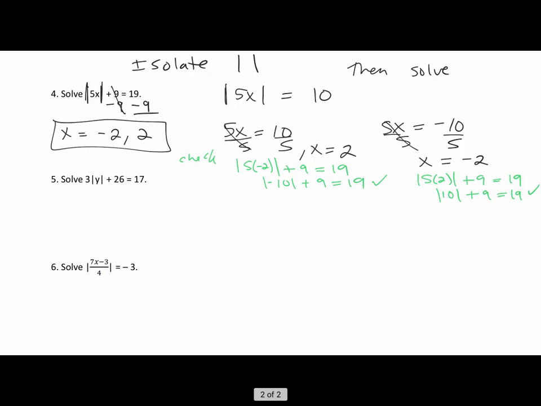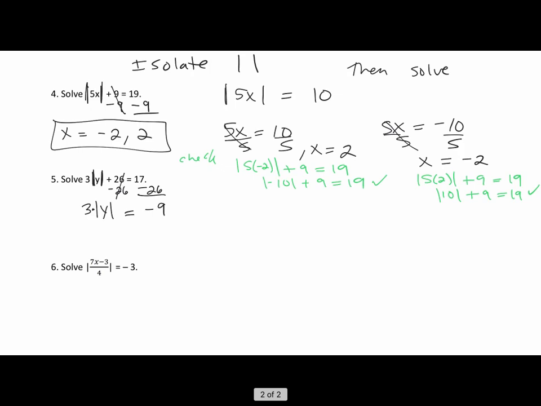So number 5 then, our absolute value is surrounded by a whole lot of other stuff on this side. So let's isolate it as if we're solving for it first. So first we need to undo the other term. Let's subtract 26 from both sides. Then 3 times the absolute value of y equals negative 9.